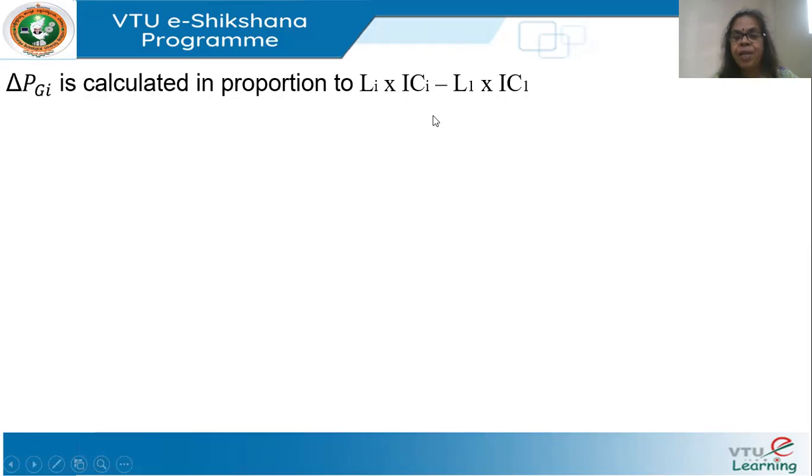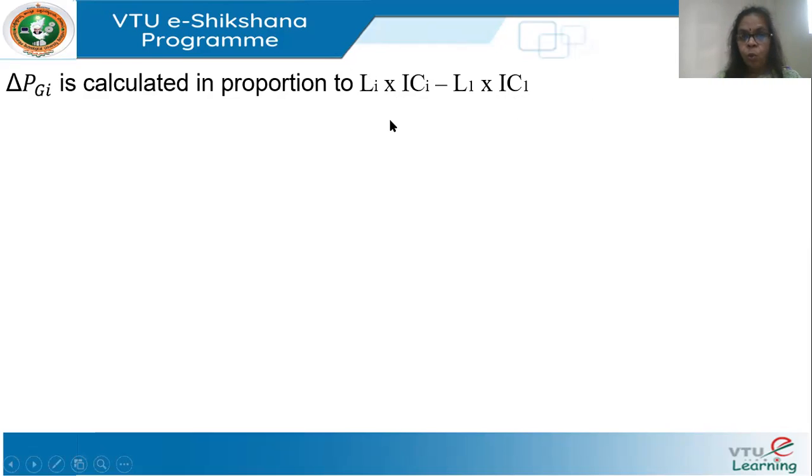Now if this term is more than this, that means you have to increase the generation of that plant I. If this difference term is less than zero, that means you have to decrease. It is negative, that means Li ICi is greater than L1 IC1, and therefore you have to decrease.